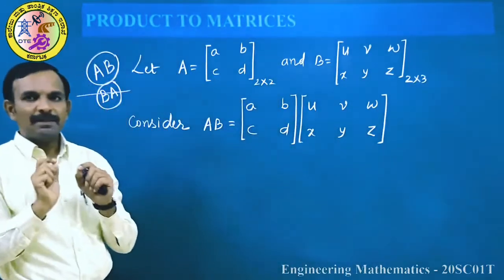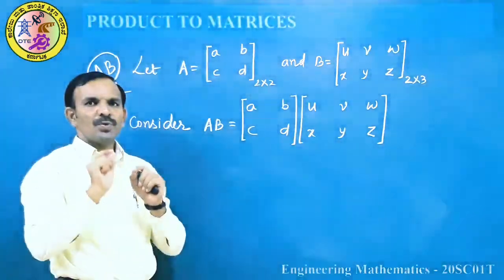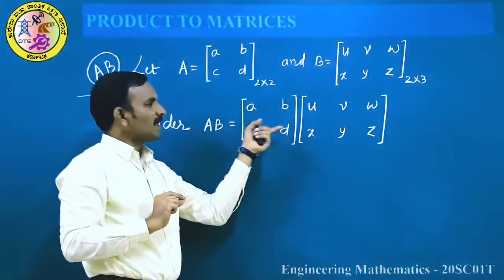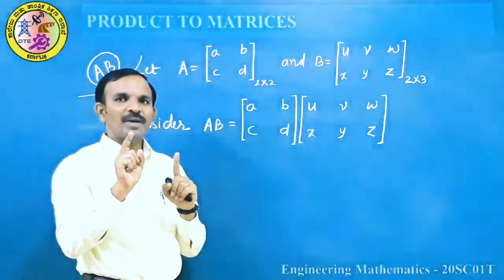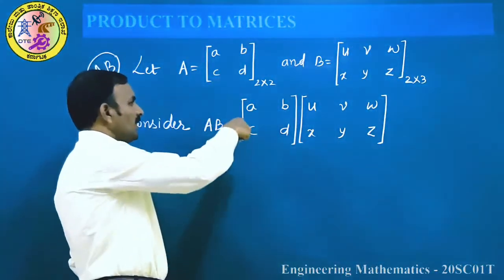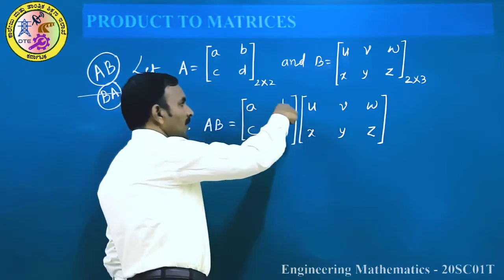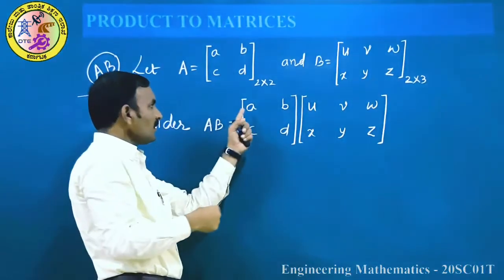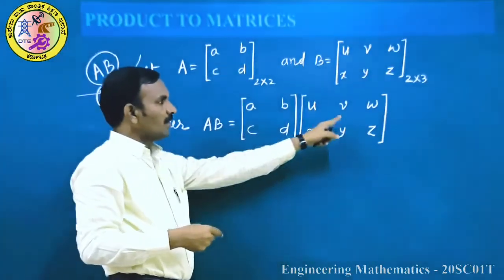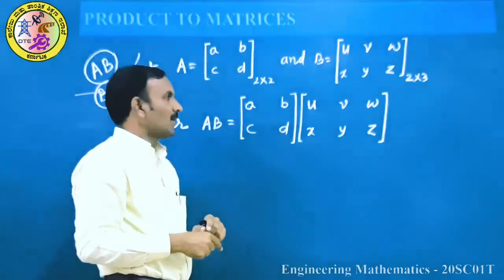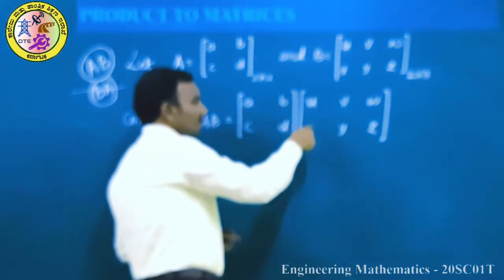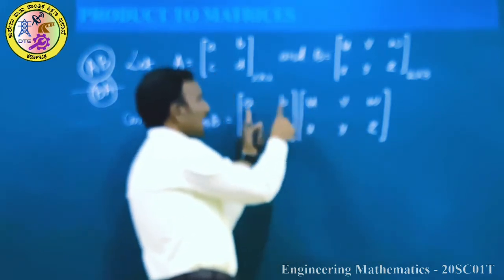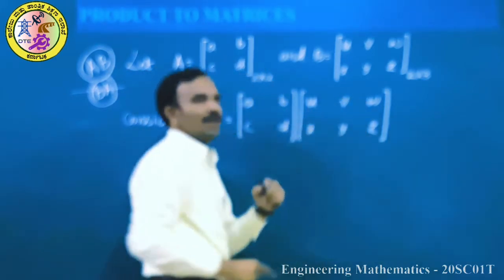Now to multiply any two matrices you have to use row by column method. You have to remember row by column: row of first matrix, column of second. The first row is a b. You have to multiply this a b with the columns of second matrix B. a b multiply with u x, a b multiply with v y, a b multiply with w z.